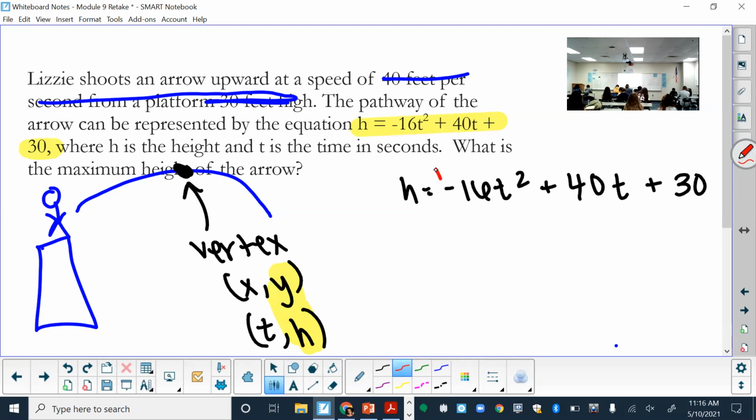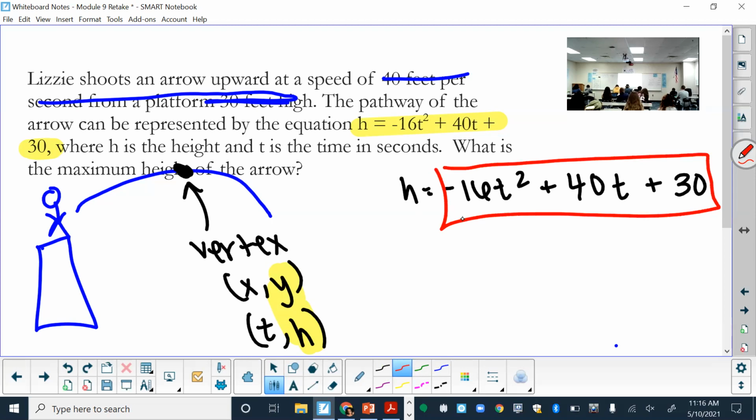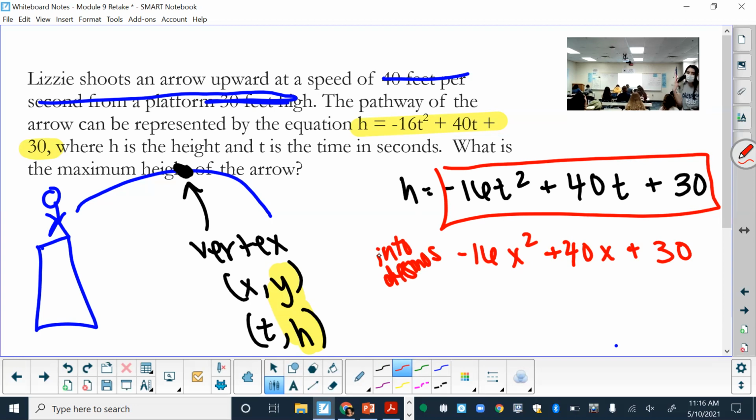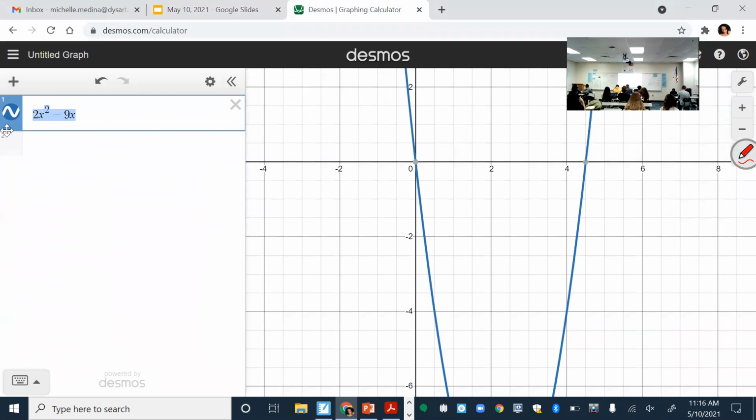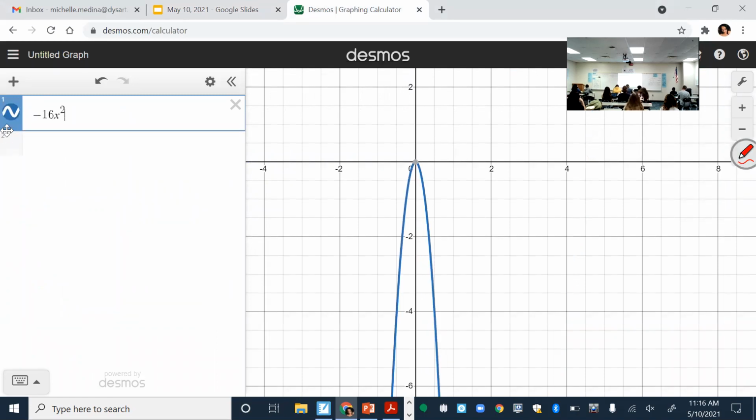So what I'm going to do is put this into Desmos, except I need to change the T to an X, because Desmos doesn't read T's, it reads X's. So I'm going to put this into Desmos and graph it, see where my vertex is, see what the Y value of my vertex is. So negative 16x squared plus 40x plus 30.